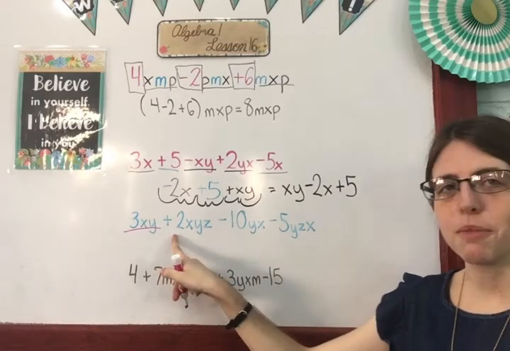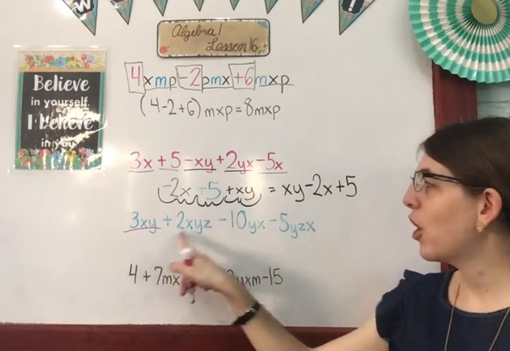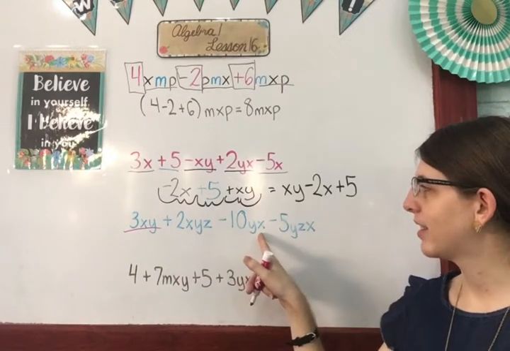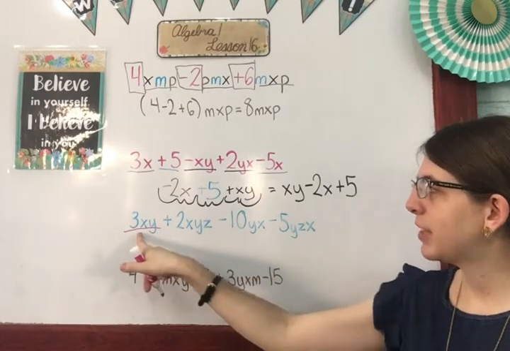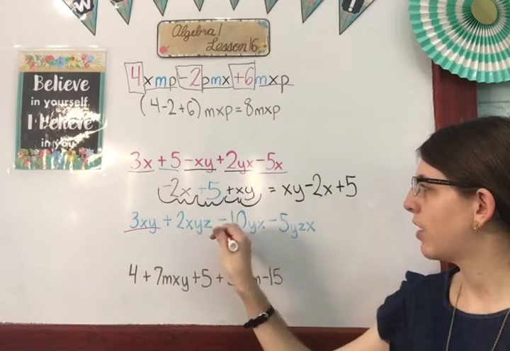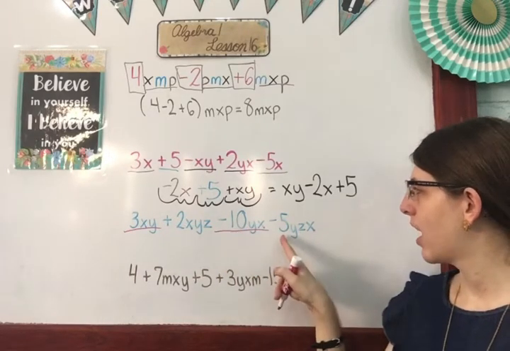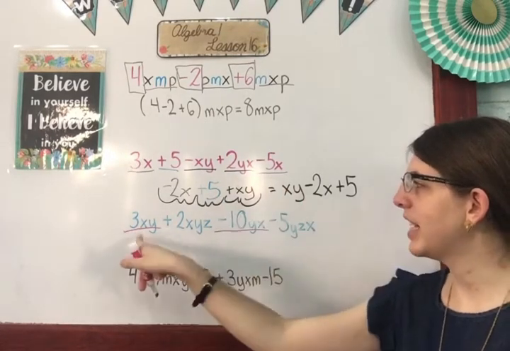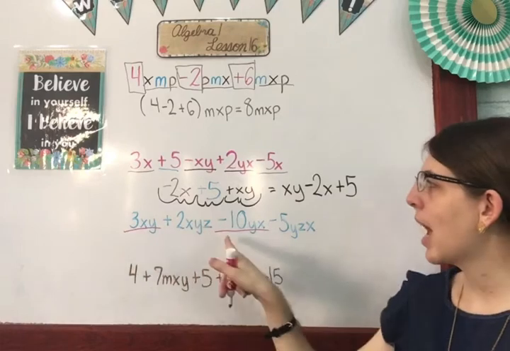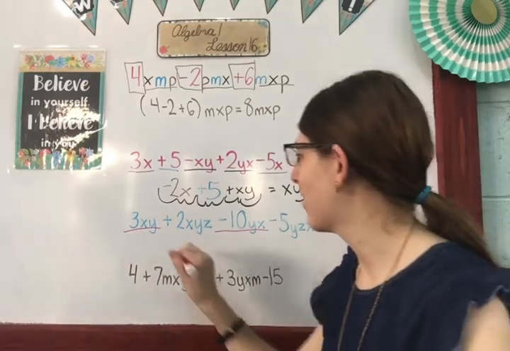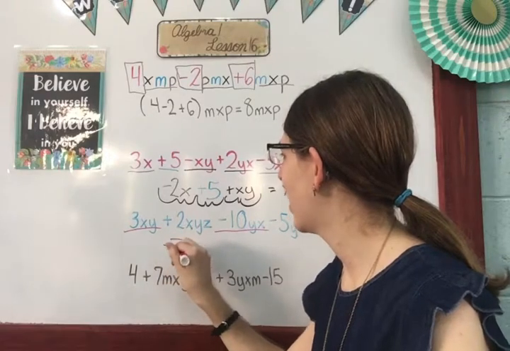Is this a like term? No, because this has a z and this one doesn't. Yx? Yep, these both have the same variables. So negative 10yx. Negative 5yzx? No, because again, this one has a z and this one does not. So I have 3 minus 10. What's 3 minus 10? Negative 7. So I have negative 7xy.